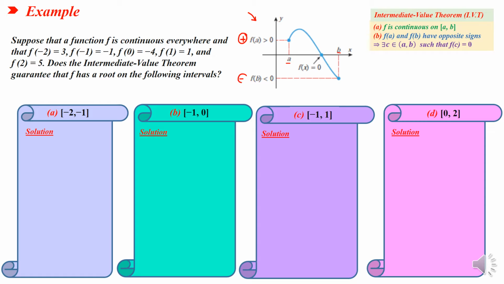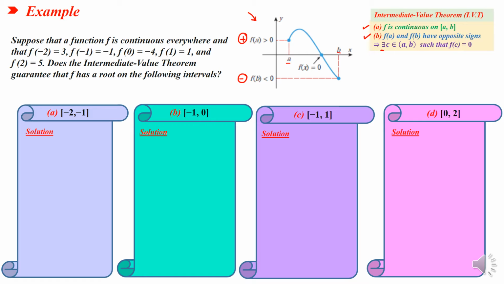So f of B in this graph is negative, and this is a conclusion of the intermediate value theorem. This conclusion says that if f is continuous on the closed interval from A to B, and f of A and f of B have opposite signs, then there exists C in the open interval (A, B) such that f of C equals 0. So when you want to apply the I.V.T. for a given function, you have to check if the two conditions are satisfied for the given function.